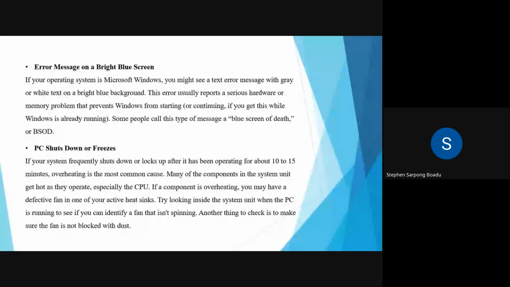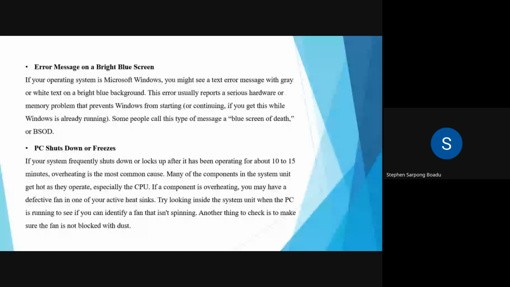So normally this means that your Windows has encountered a problem, and it doesn't want your PC to get further damage, right? So it gives you that blue screen. Normally it could be hardware problems, memory issues, driver errors, or maybe even system crashes. So that is what the blue screen is.